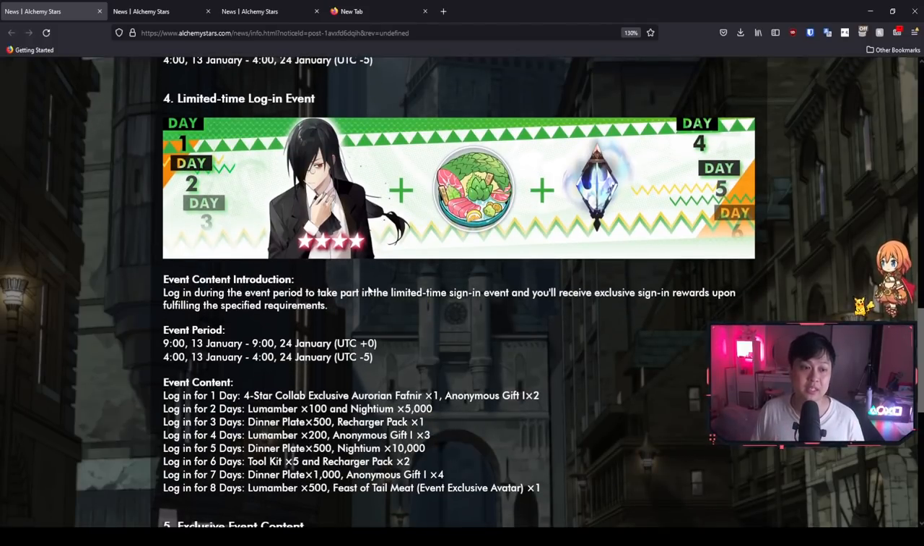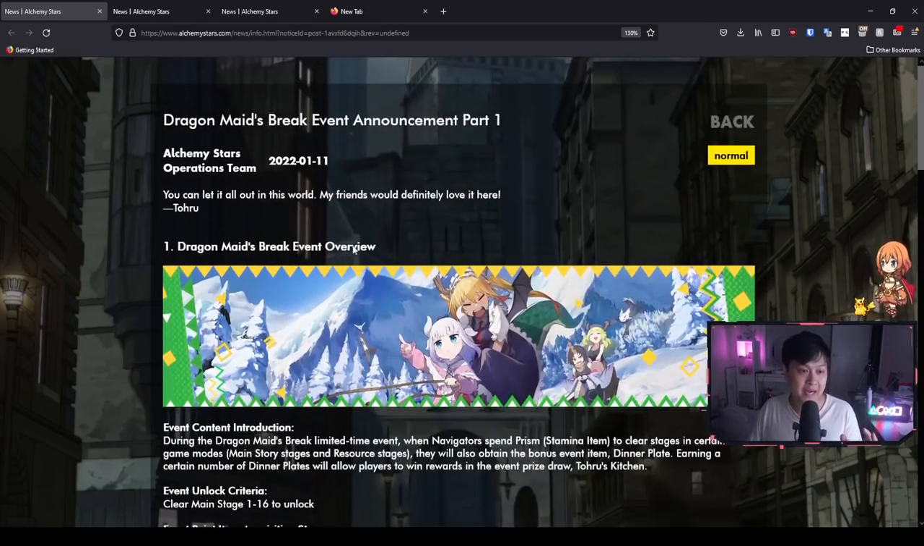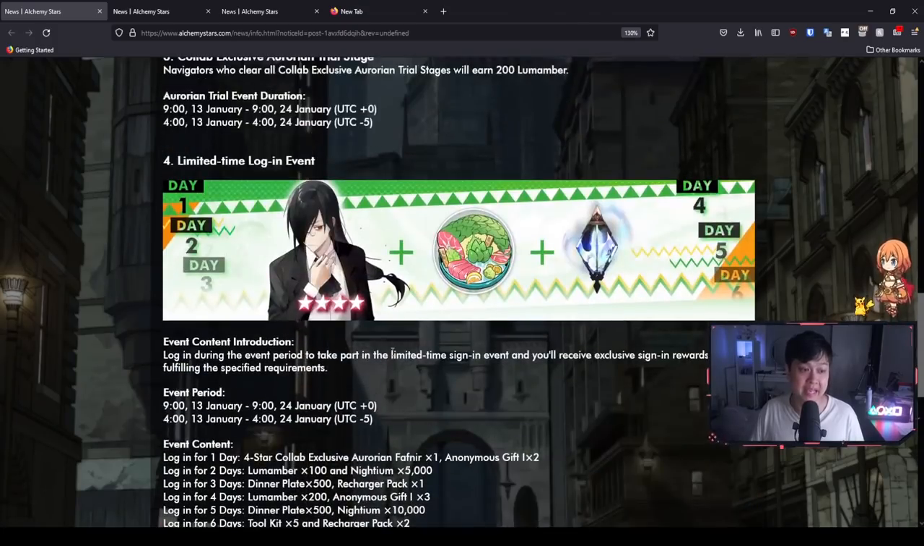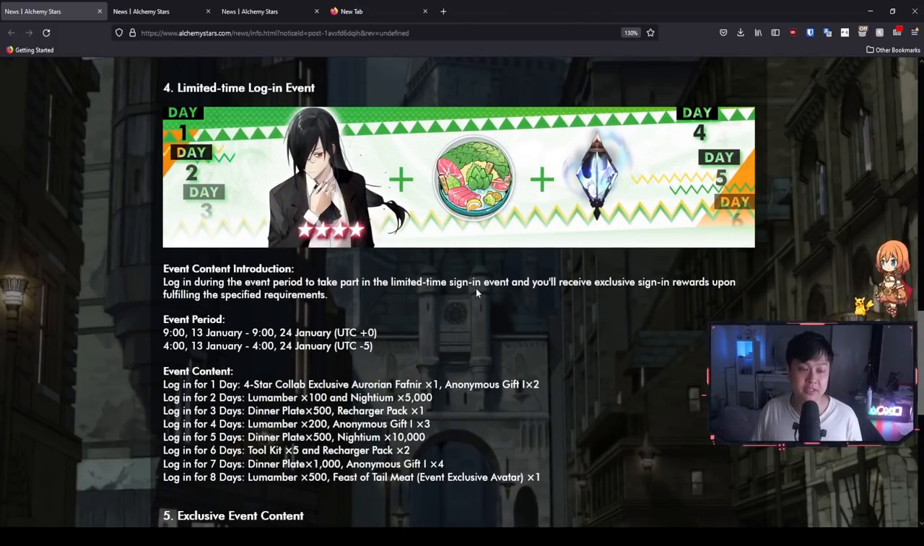Now, this is the next really nice part. Essentially, if we log in for the next 8 days, we're actually able to get Fafnir through this event as well. Combining that with the limited time prize draw from Toru's Kitchen, I think there is going to be a pretty good chance that we're going to be able to max out Fafnir via these two mechanics. Aside from that, the login bonuses are pretty standard.